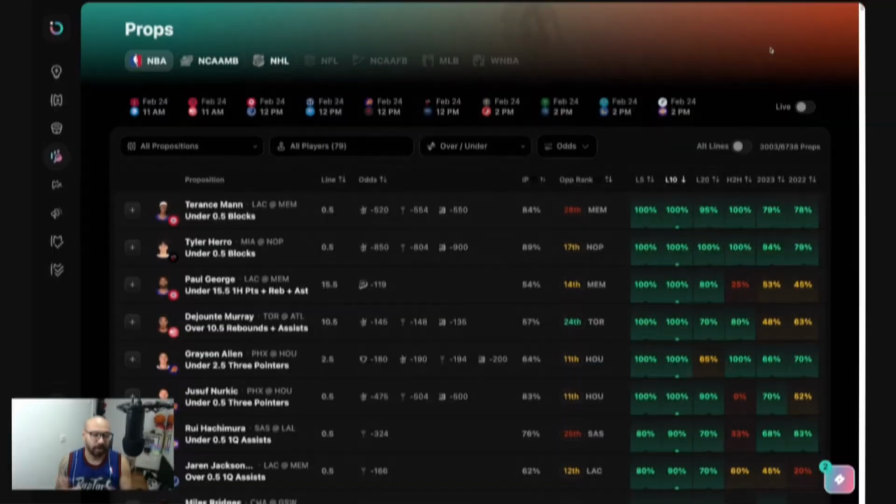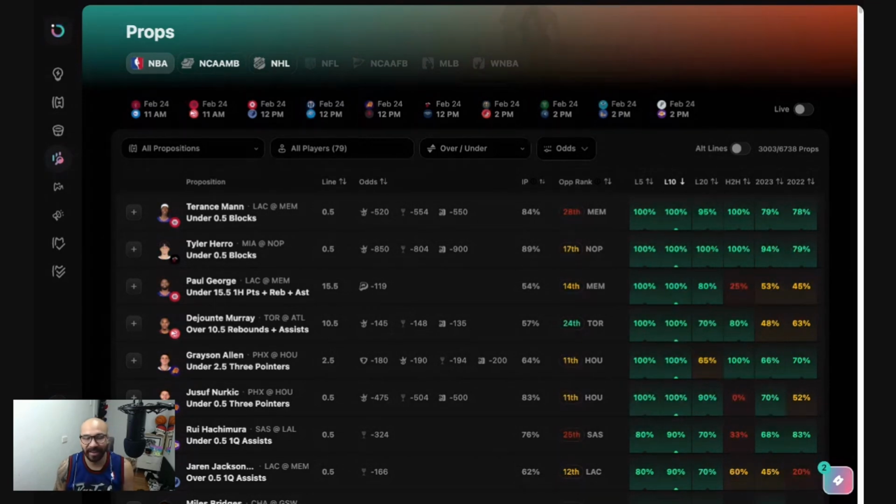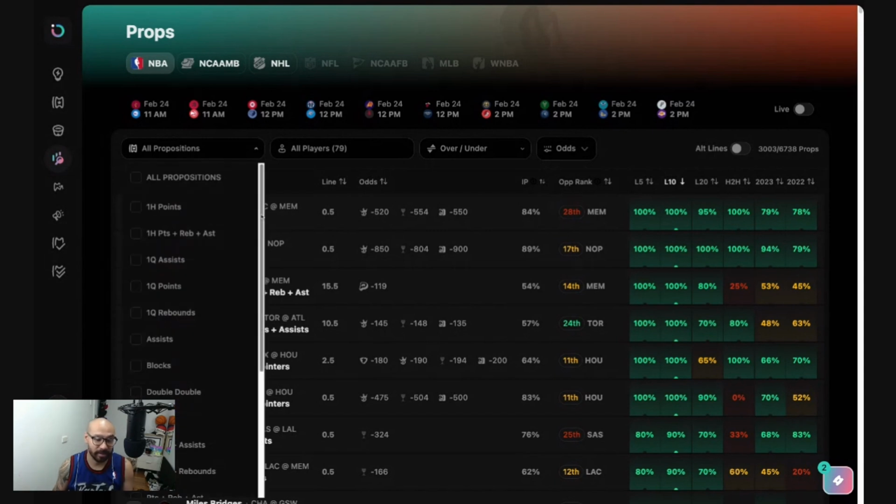All right, so we've landed on the props page of Outlier.bet. Obviously, at the top here, you can see all the different games that are available. We'll be going through them all one by one. The first thing that I like to do is pick the different props that I want to look at, because there's a lot of data on here.